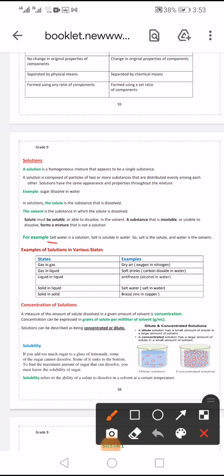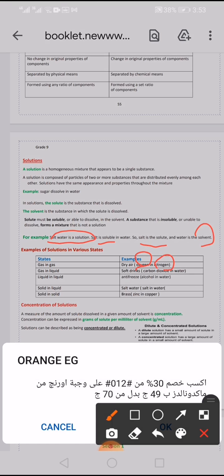For example, salt water is a solution. When I dissolve salt inside the water, this is a solution. Salt is a solute and is soluble, so salt is the solute and water is the solvent. Like what? For example, gas in gas, like oxygen in nitrogen. This is a solution.